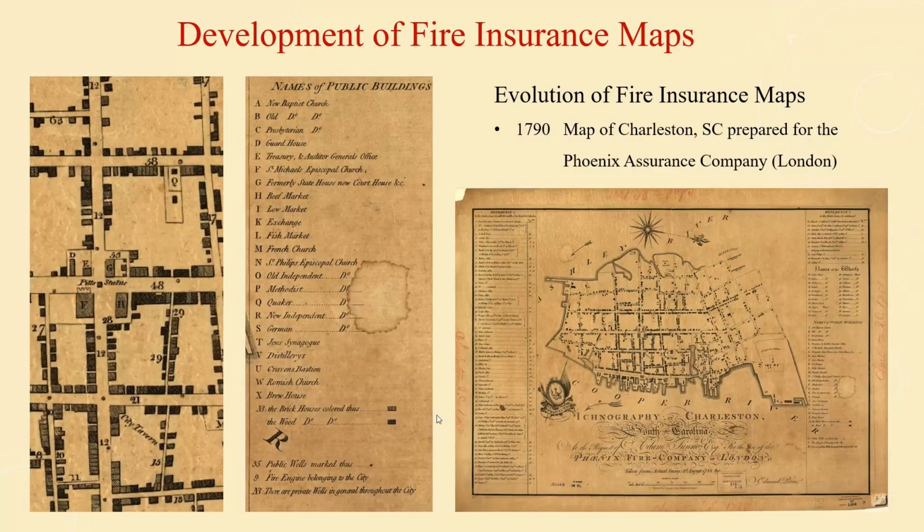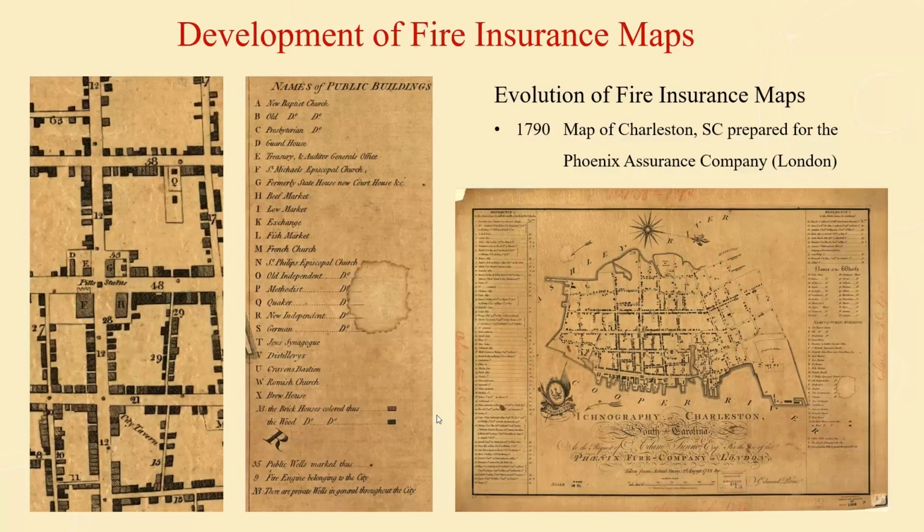In 1790, an insurance company in England commissioned a map of Charleston, South Carolina. And this is not really what we think of as a fire insurance map, although it has some of the components that we'll see later on. You have the individual buildings shown. They are coded as to whether they were wood construction or brick construction. And it does mention at the bottom of this list that there were 9 fire engines belonging to the city. And of course, we know that means basically a hand pump.